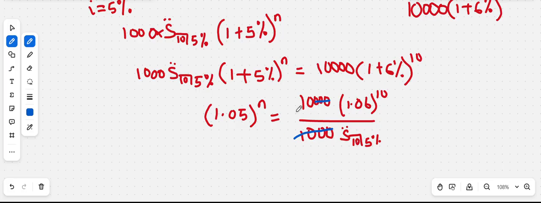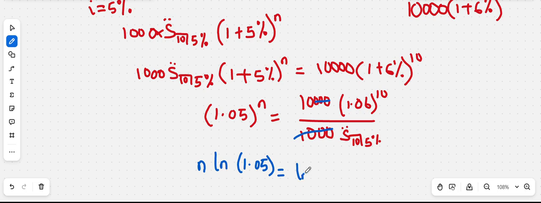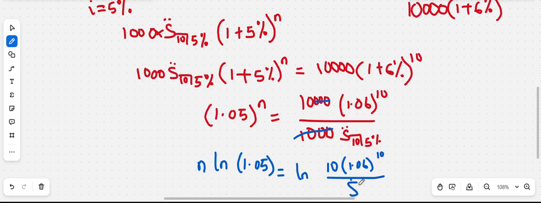So when I resolve this entirely and then take the natural log of both sides. So let's see how I'm going to do that. When I take the natural log here, I'm going to have n with the natural log of 1.05 equal to the natural log of the whole of this. This is 10 with the 1.06 raised to power 10 over then this value, and this is 10 and this is 5.